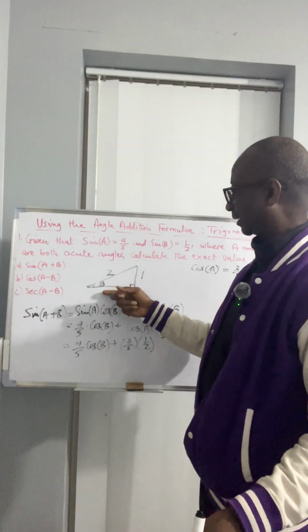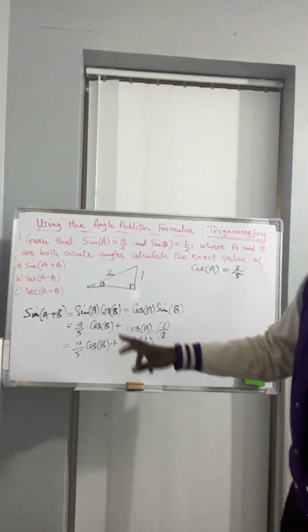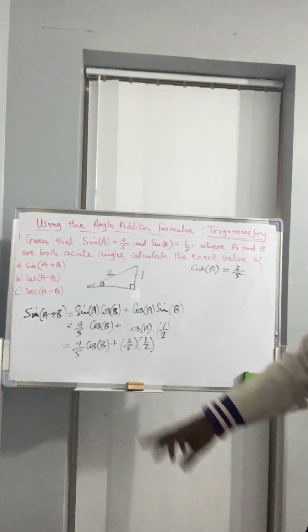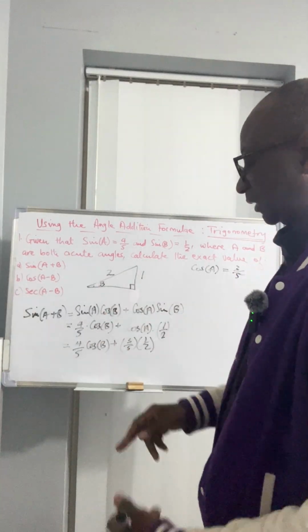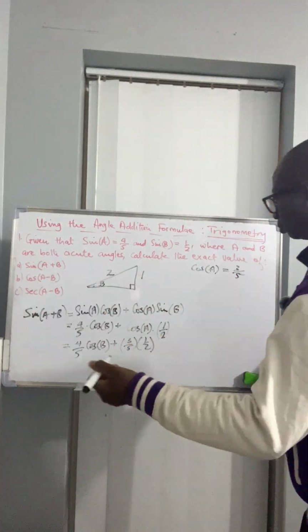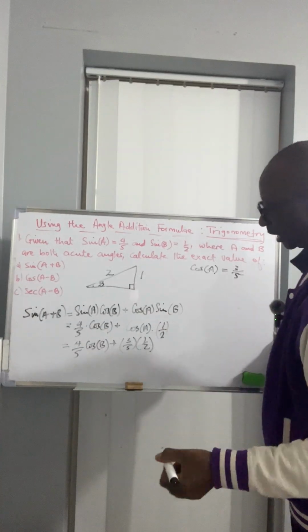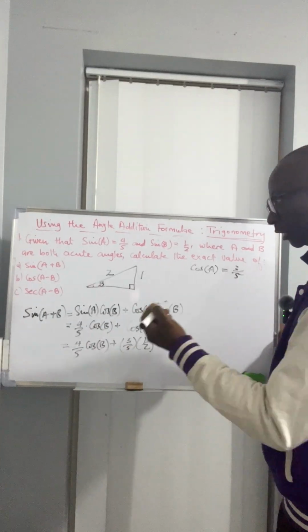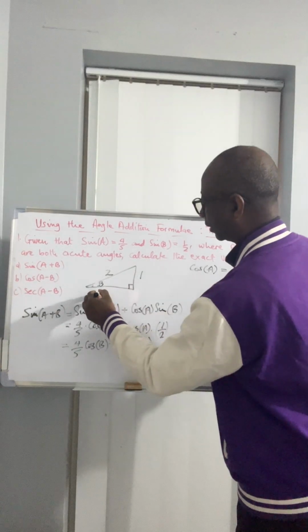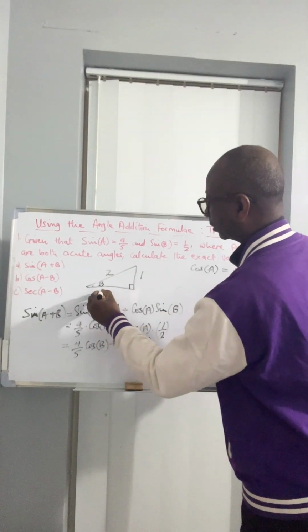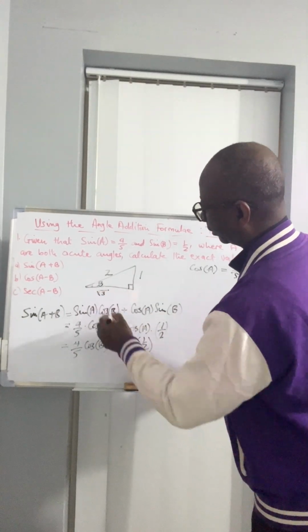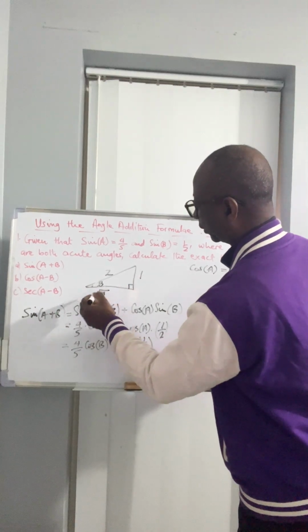So what is this third side? This is the adjacent side now to the angle B. What is the value of this third side? I don't want to go into that, finding it using Pythagoras theorem. You know how to use Pythagoras theorem. This side will give us root 3, the square root of 3.